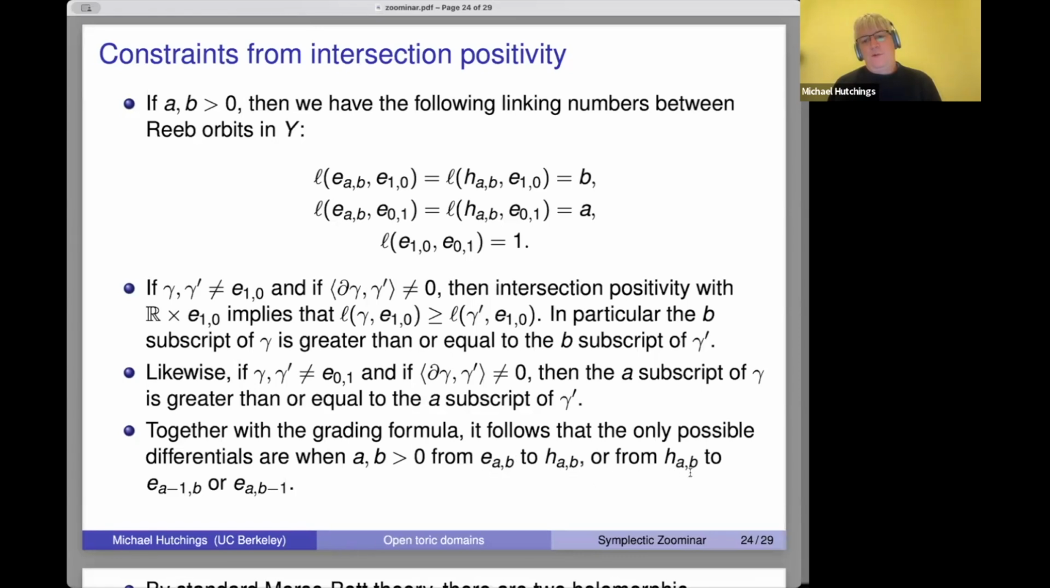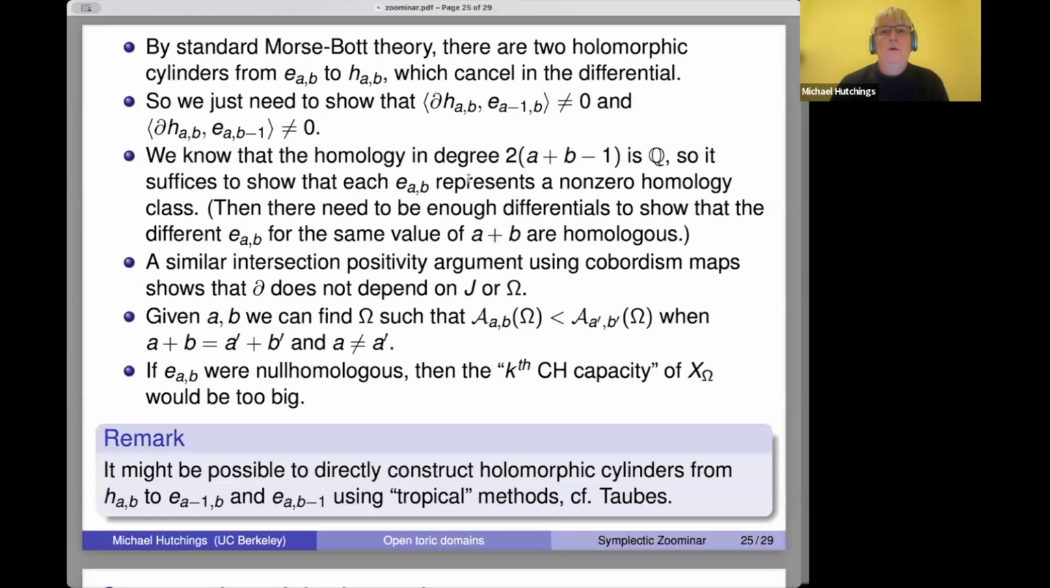Or you could have differentials from HAB to EA minus 1 comma B or to EAB comma B minus 1. So in other words, you can decrease one of these subscripts by 1. If you decrease subscripts any more than that, then the grading difference is too big. Can't be part of the differential. Now, there are in fact holomorphic cylinders from EAB to HAB, but there are two of them and they cancel.